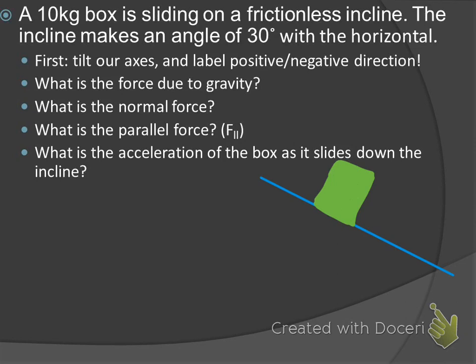Okay, it says we've got an incline that's been raised 30 degrees. Okay, that's that angle right there. So when I start drawing my forces, I have Fg and Fn, right? That's it. I don't have any applied force because I'm not pushing the box. I set it on the incline, and it slides.